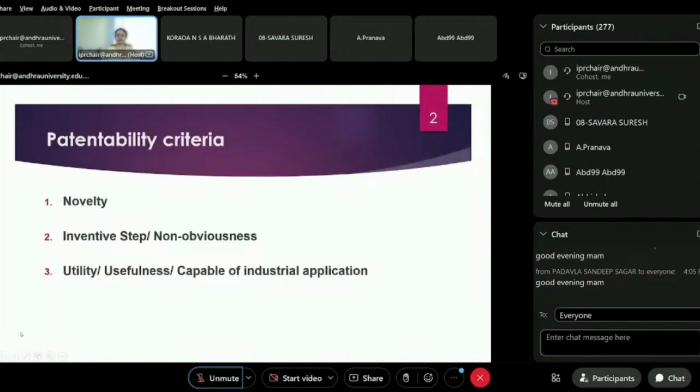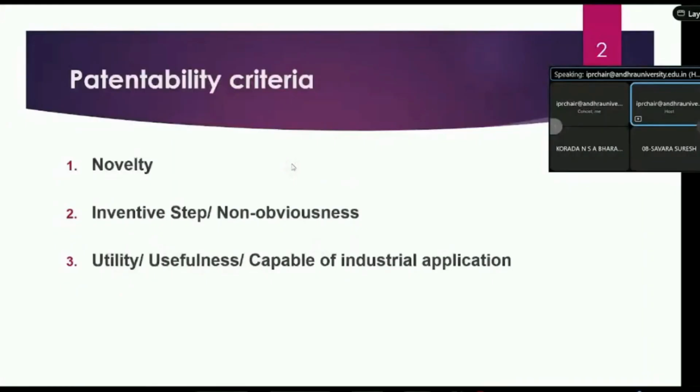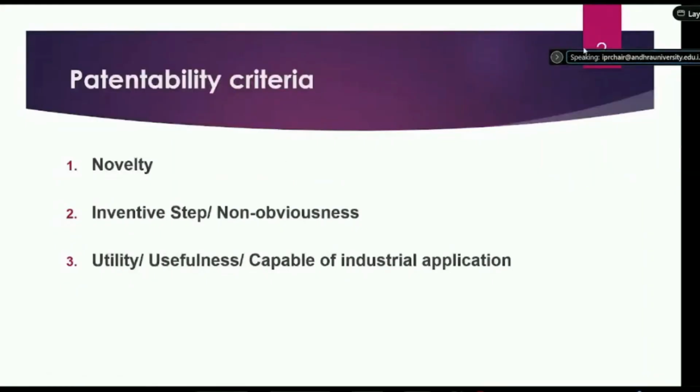This was the most important thing that I told you last time. If you still don't remember, this is the list of patentability criteria. It may come in your exam. The first one is novelty, that means new. The next one is inventive step, that means non-obviousness. The last one is utility or usefulness, or capable of being industrially applicable, capable of industrial application. The last term, capable of industrial application, is used in the Indian Patent Act.